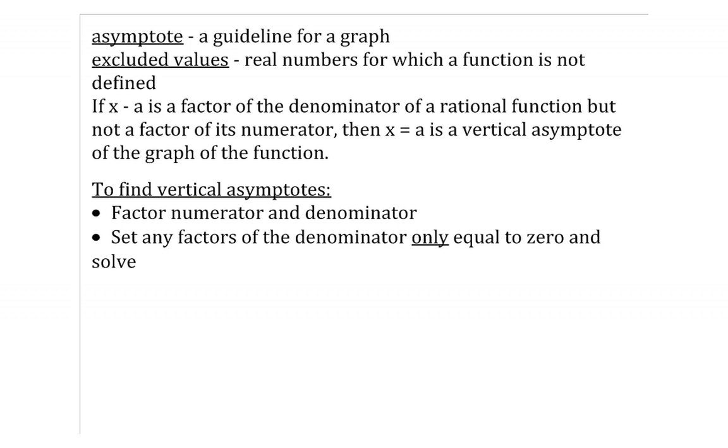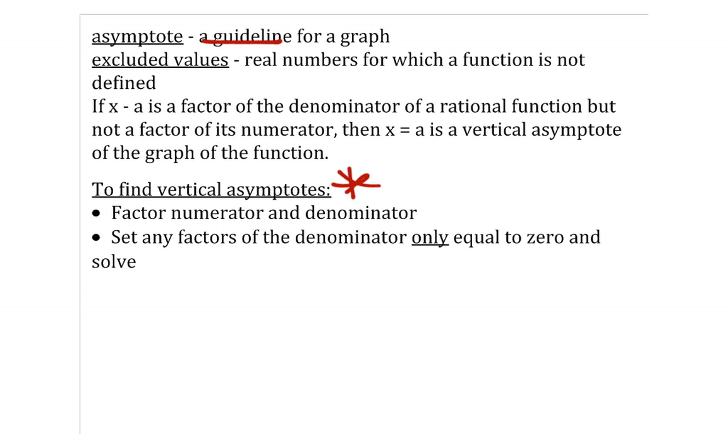Mainly we will be looking for something called an asymptote, which is a guideline for the graph. This also kind of goes along with the idea of excluded values. Again, that goes along with your domain. For our vertical asymptotes, what we're worrying about is places where we would have those guidelines.